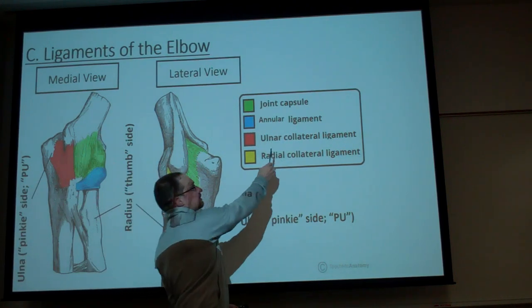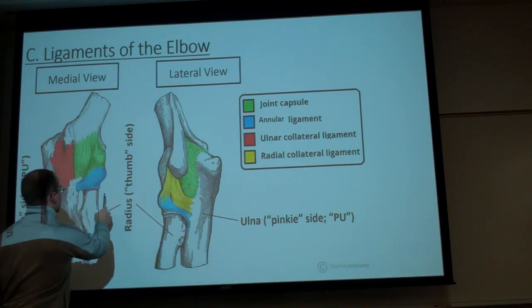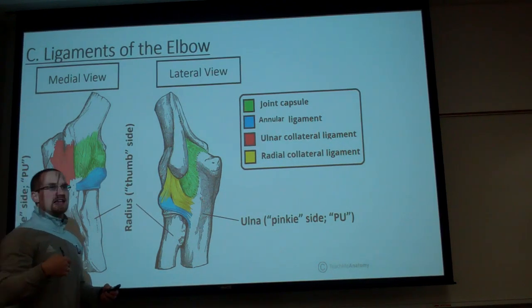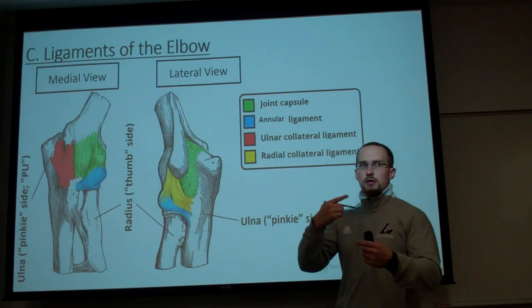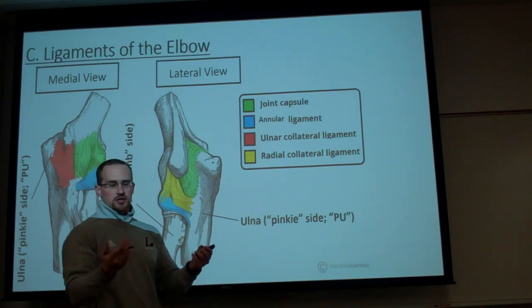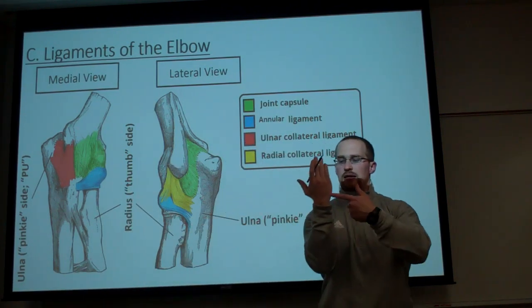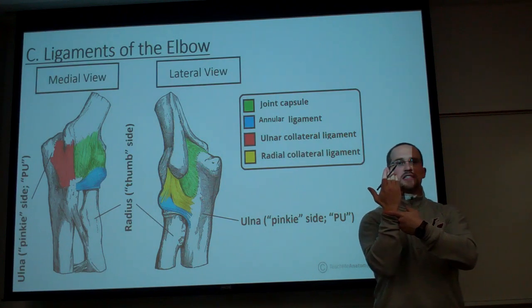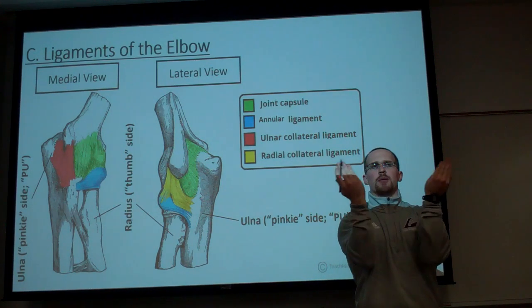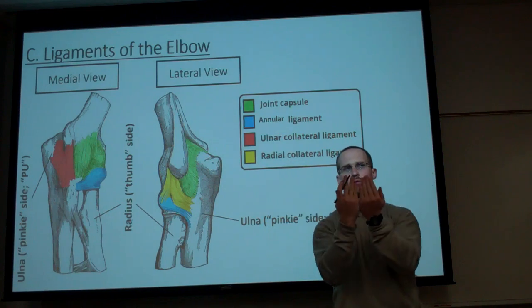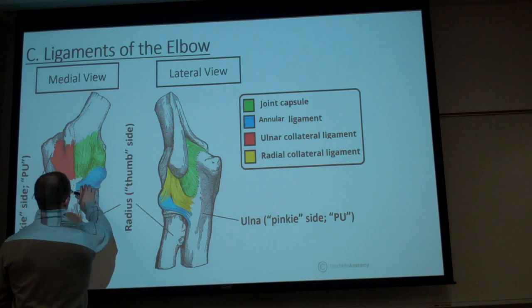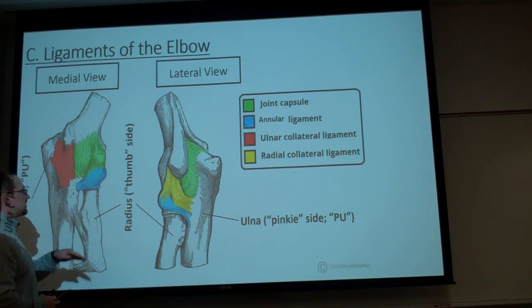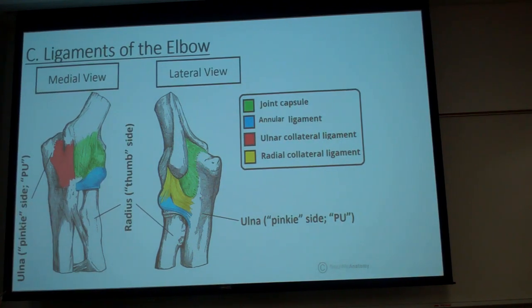The annular ligament, which is in blue, is kind of like if you ever bundled sticks together and put a rope around them. What it does is hold the radius and ulna together. It prevents them from separating apart. And this is way up at the elbow. It's kind of a confusing picture.